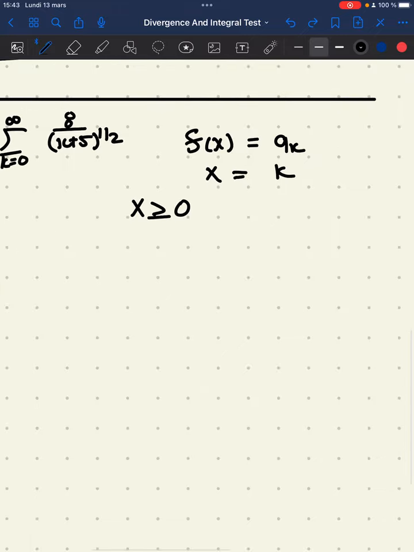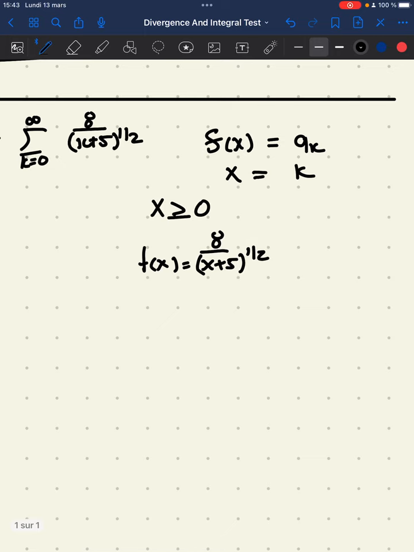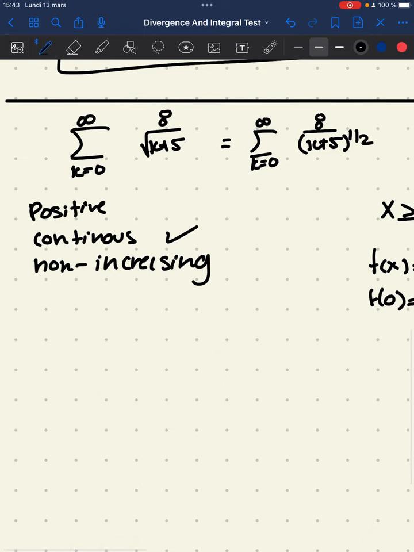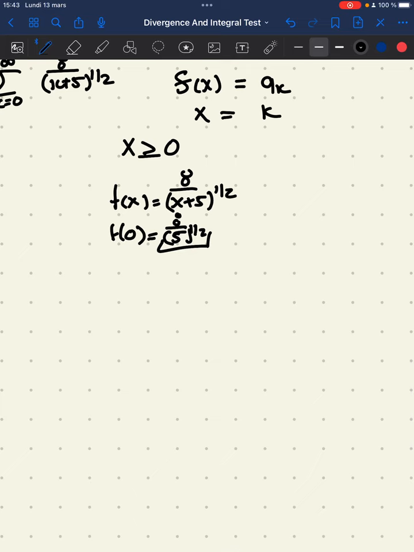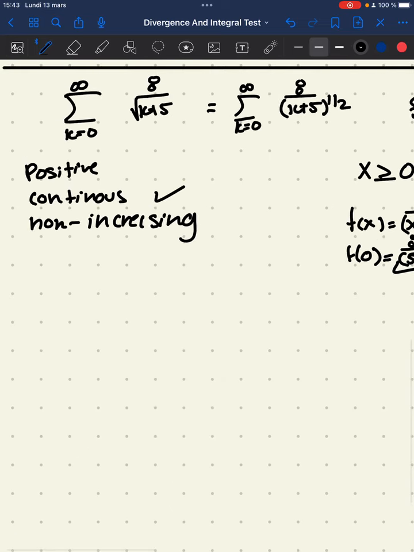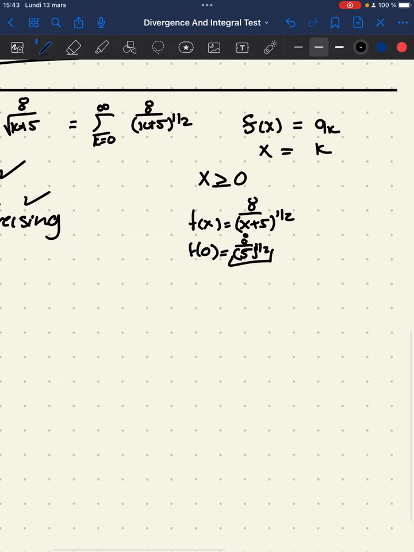Now let's see. So your f of x is equal to 8 over the square root of x plus 5. Remember, it's x because we're mimicking k with the x. So let's see. Is it continuous? Plug in 0. So f of 0 is equal to 8 over square root of 5. Okay, yep, it is continuous. Now, is it positive? Well, you see right here, it's a positive number. Therefore, it is positive as well. Now, is it non-increasing? Let's check.